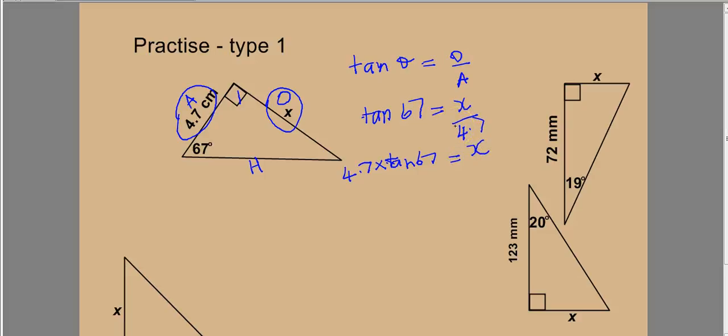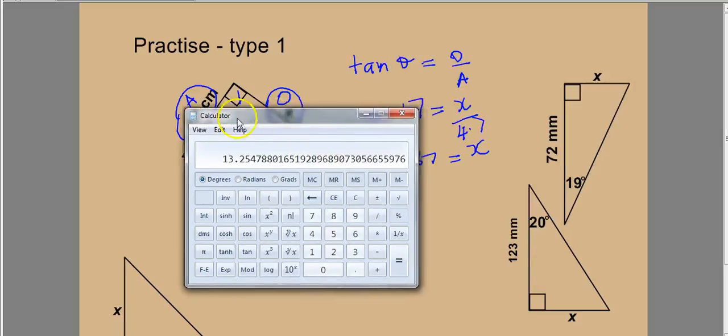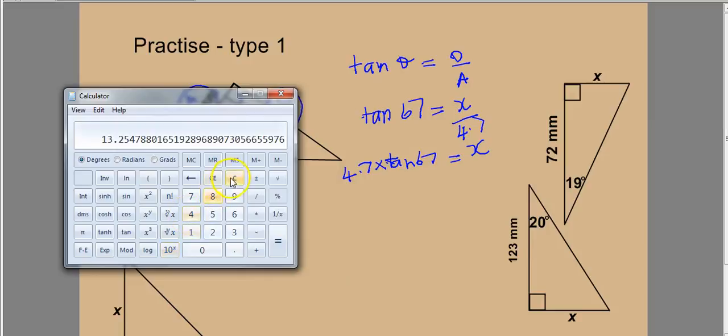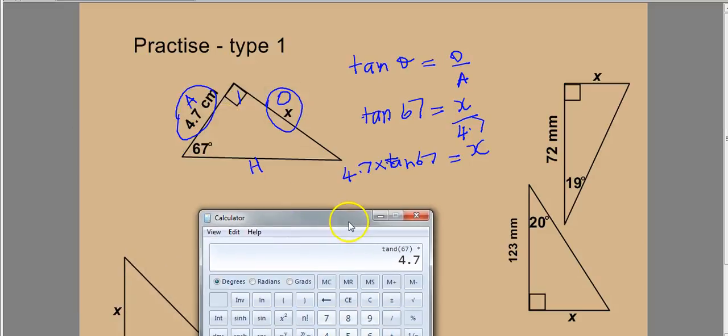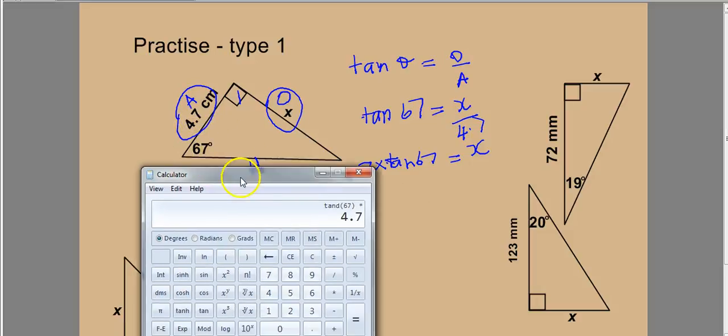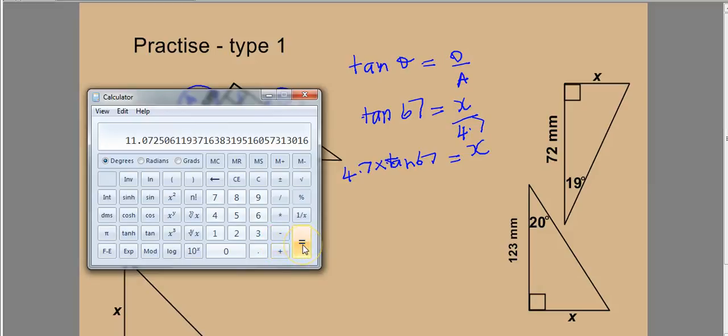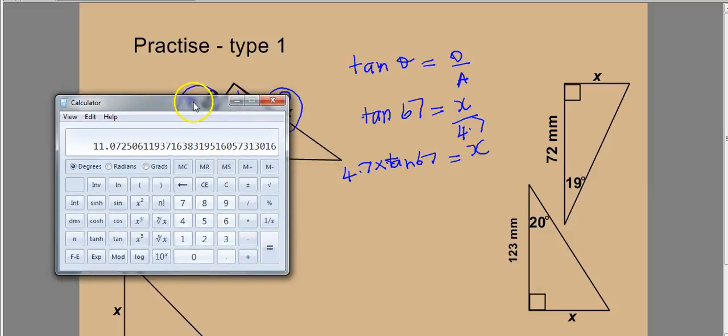So let's get the calculator out. Remember, my calculator's old-fashioned. I've got to go backwards. The screen. 67 tan times 4.7. Now let's have a little think about what the answer might be. 67 is bigger than 45, so the side opposite is going to be bigger than the side next to it. So I think I'm going to be aiming for 6 or 7. Let's have a look. Oh, that was a very bad estimation.